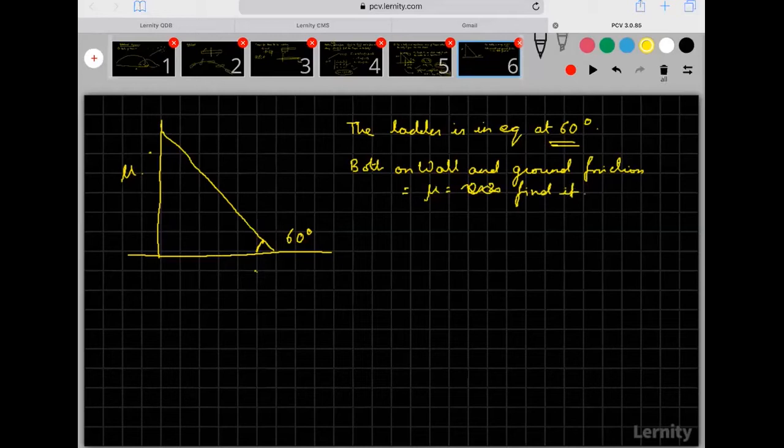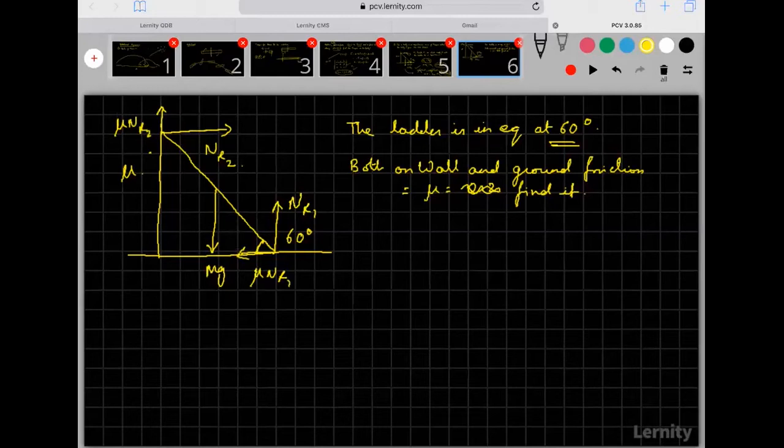So same thing, what will happen is that you put an mg here, you put an NR1 here, you put an NR2 here. This is going to slide backwards, so you put a mu into NR1 here. This is going to slide downwards, so up you will put mu into NR2. So these are the different forces which are acting on the body.